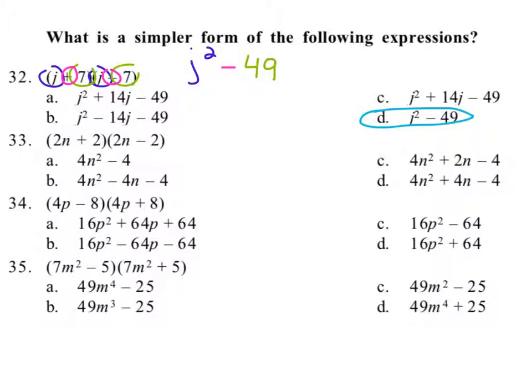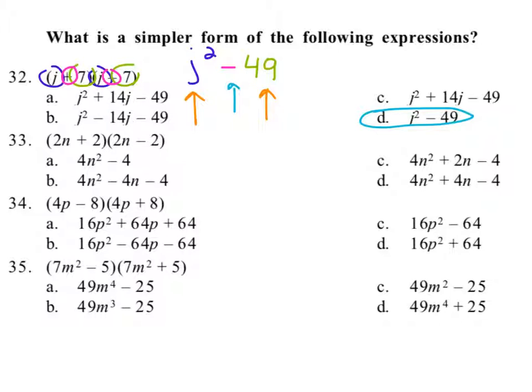This is called the difference of two squares. Difference because that's a subtraction, and that's what the answer to a subtraction problem is, the difference. And difference of two squares because this is a perfect square of j times j, and this is a perfect square of 7 times 7.